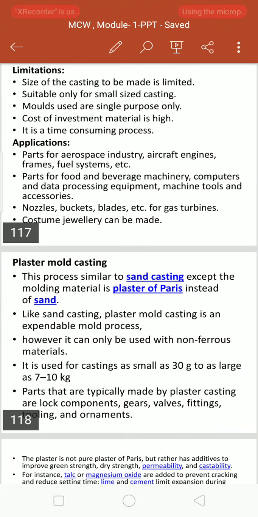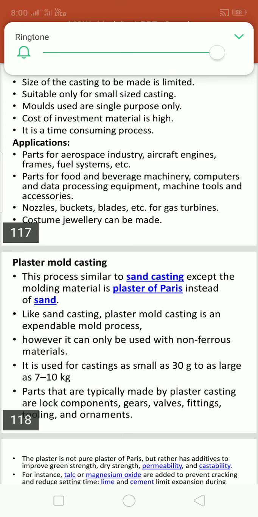Good morning, students. In the previous class, we have already discussed some of the molding processes. Those are very important from the examination point of view, such as CO2 molding, investment molding, shell molding, and other molding processes. Along with these, we'll now discuss plaster and cement bonded molding.